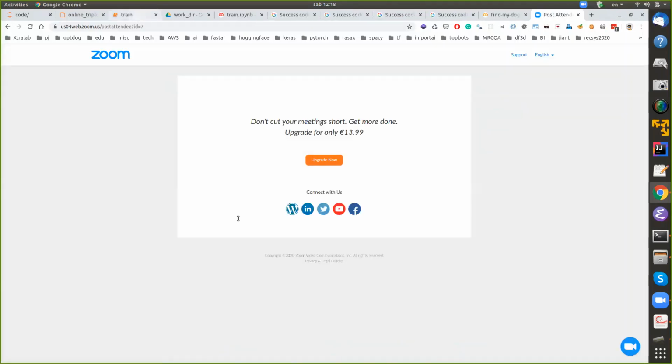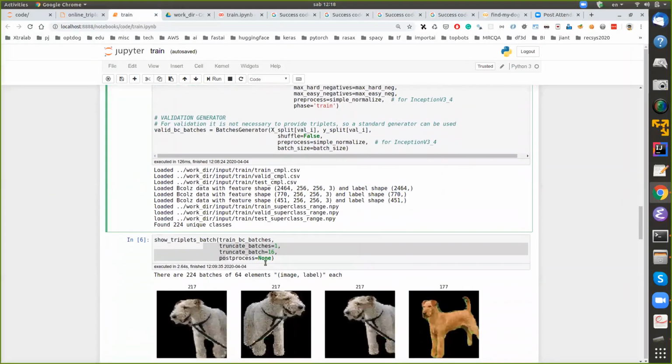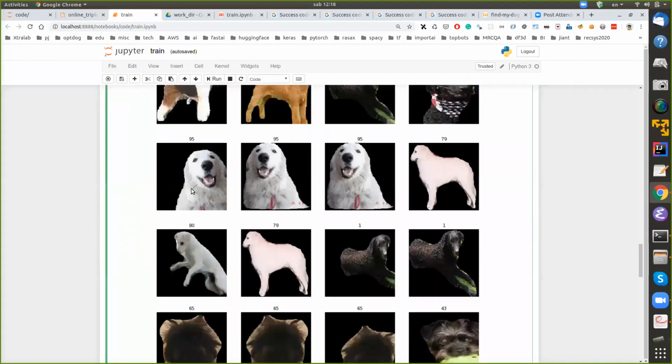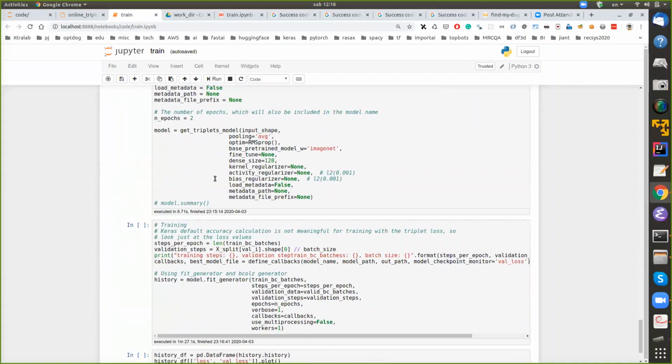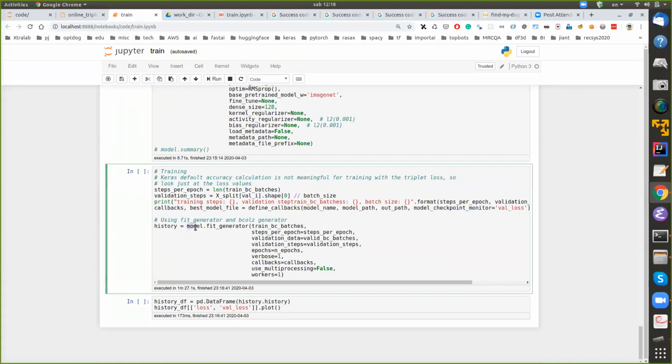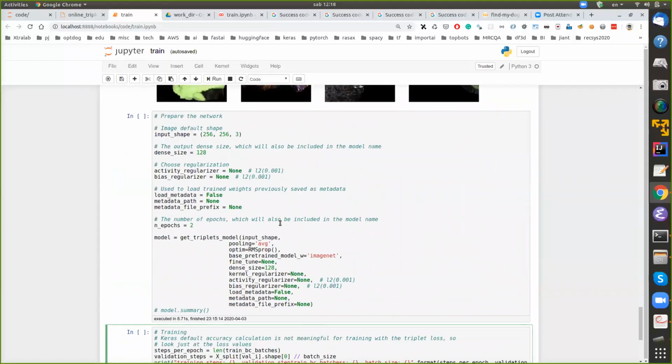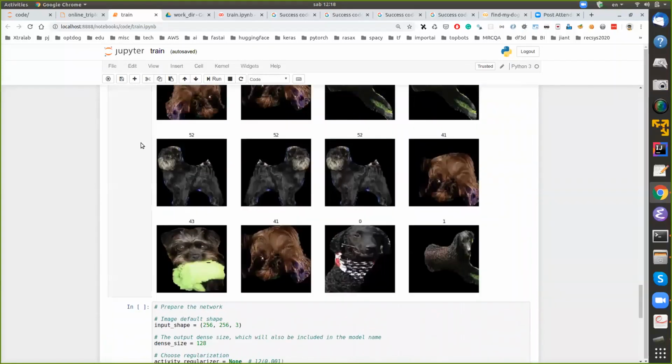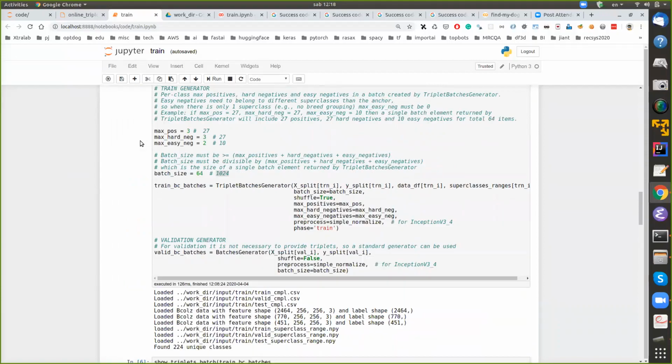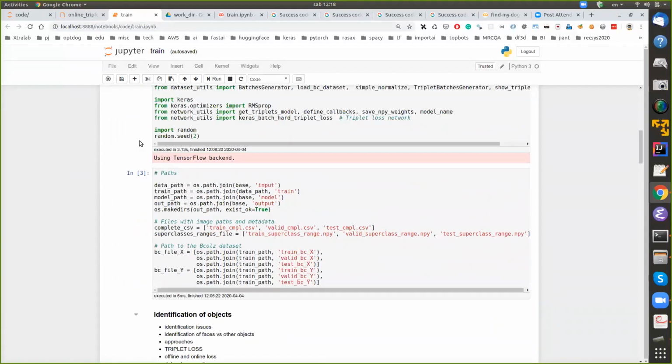And back to the notebook for the training. In this training phase, the feed generator will use my generator for offline triplets training, but I will show you that the network that we use is loaded.